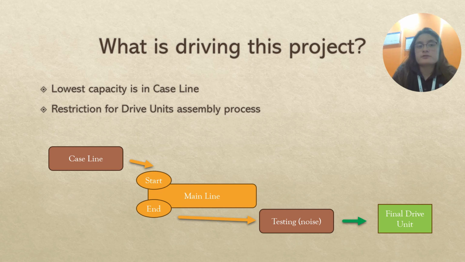So let's start talking about what is driving this project. As you can see in the diagram, we have the case line that starts the main line. And the main line has all the process, and at the end moves the drive unit for the testing process. In this process, or the cold stand, as we know, it checks different parameters, but one of the most important parameters is the noise.